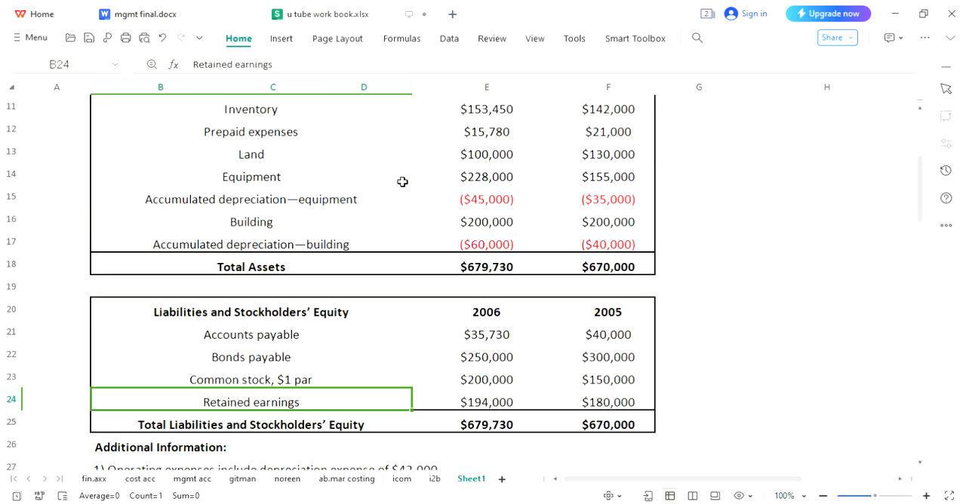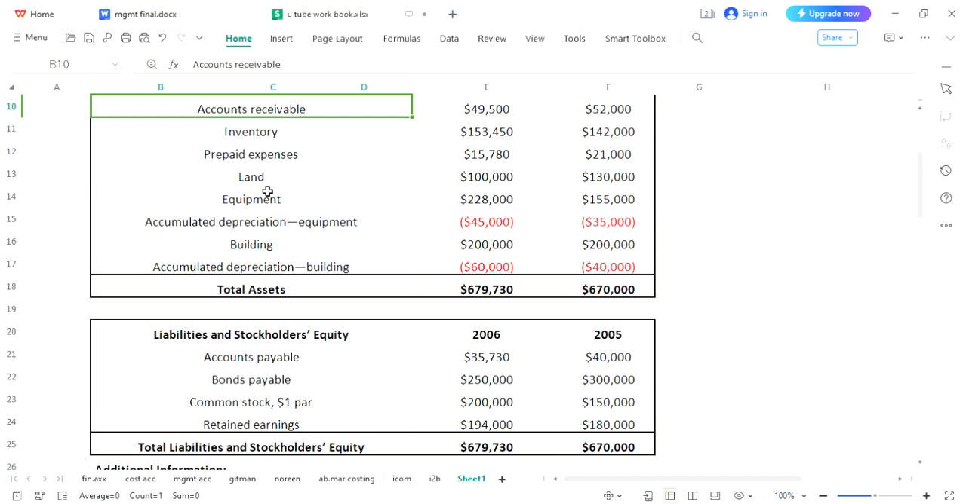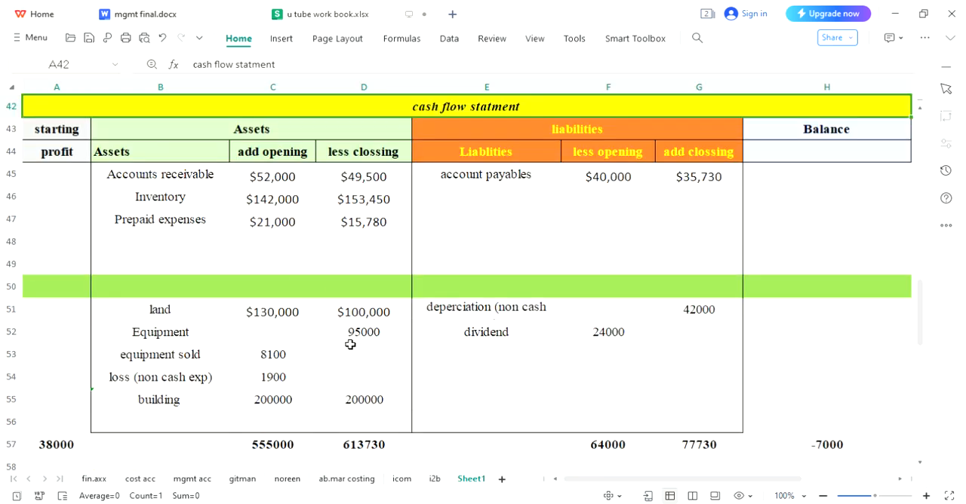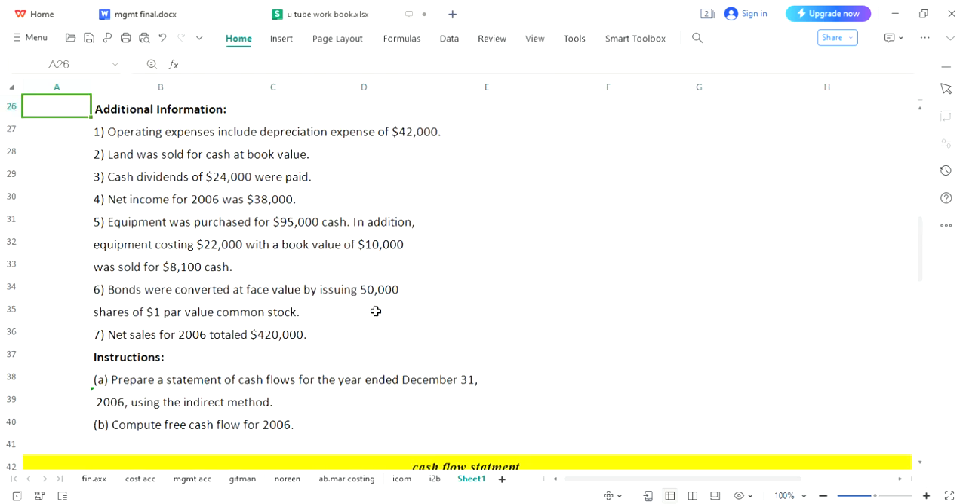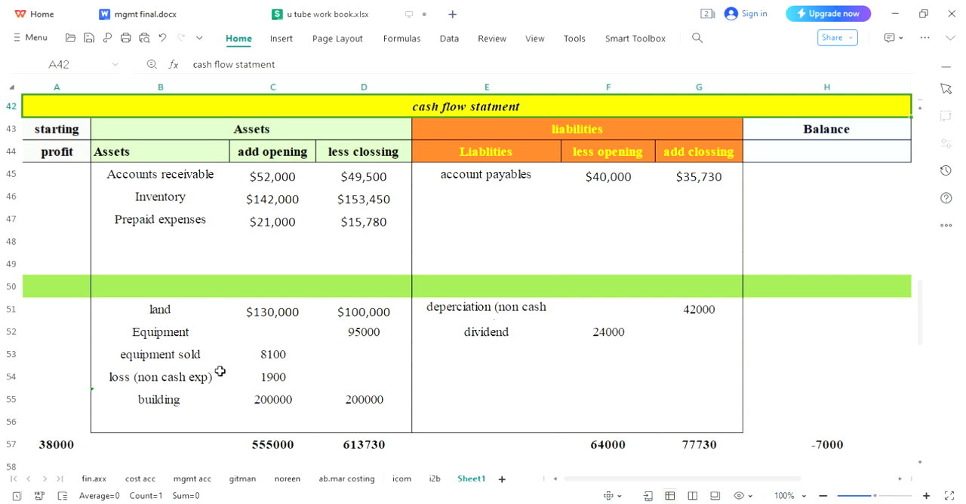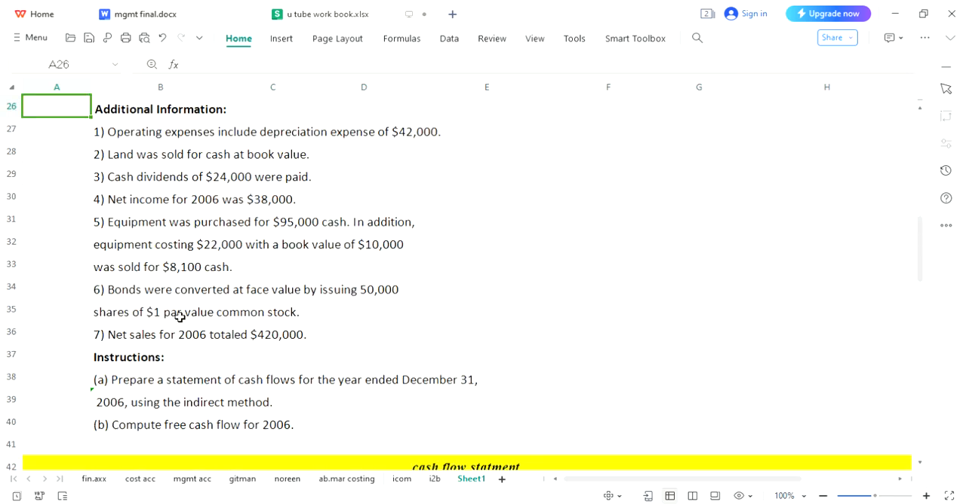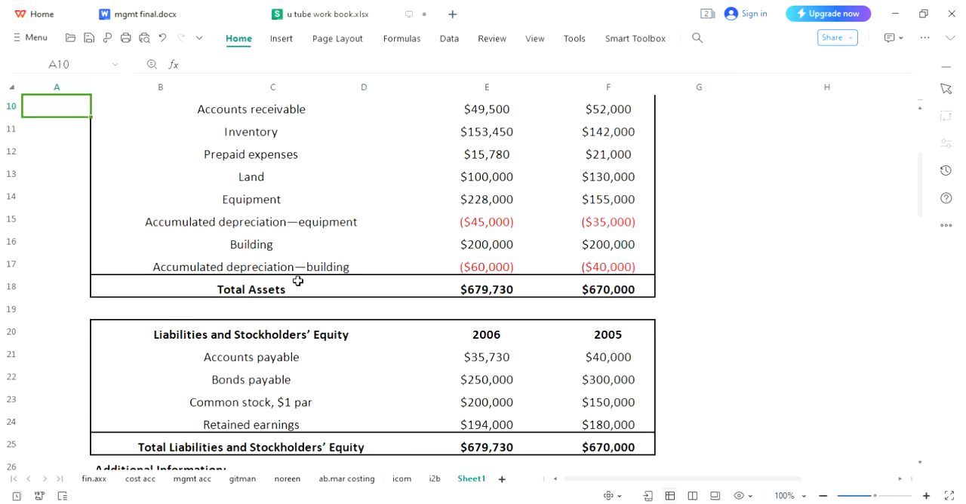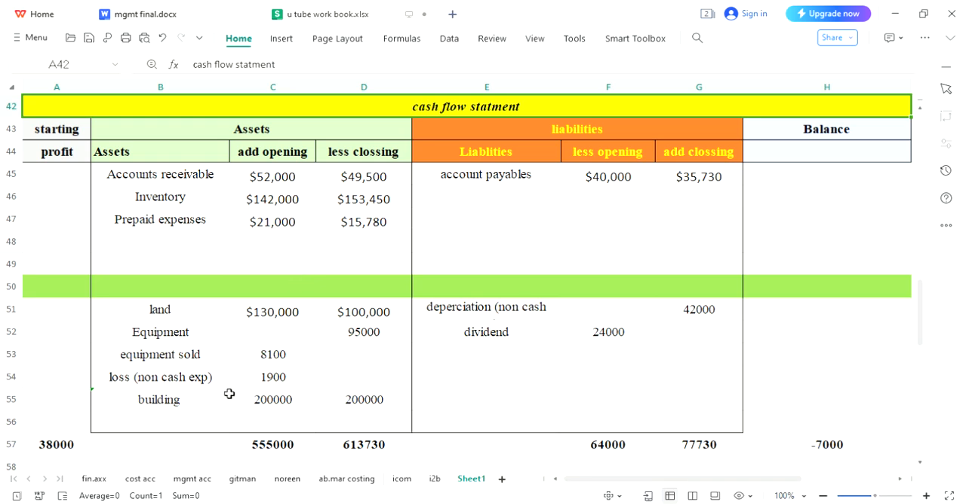Okay, now please note it down. Inventory and prepaid are already written. Accounts receivable is already written. Land we have adjusted over here, 130 and 1 lakh. Then equipment has been adjusted 2 times, after which we have written the building. It means all fixed assets have been adjusted. So now the next step is what?